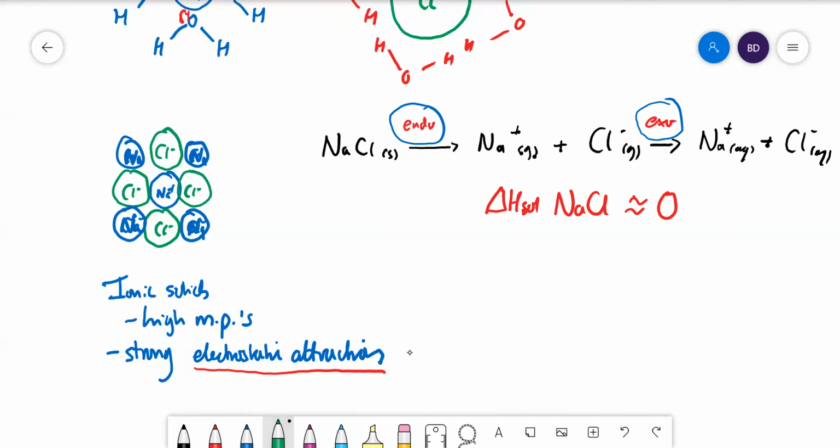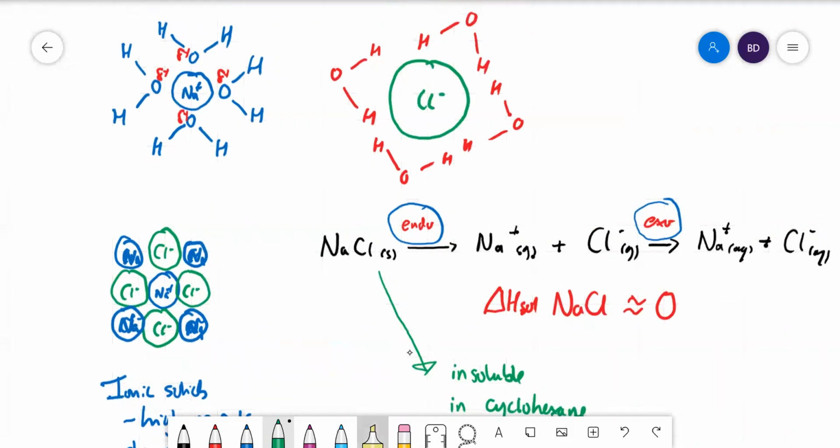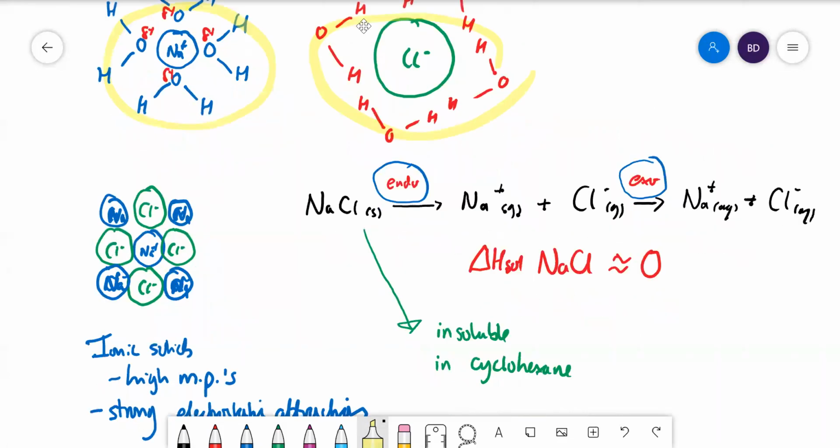And it also explains why, if you try and dissolve sodium chloride in cyclohexane, a non-polar solvent, sodium chloride will not dissolve. Are you getting strong interactions between the ions and the solvent molecules? In cyclohexane, you're not, because cyclohexane, of course, is not a polar molecule. So you don't get that energy out, so it tends to be insoluble in that.